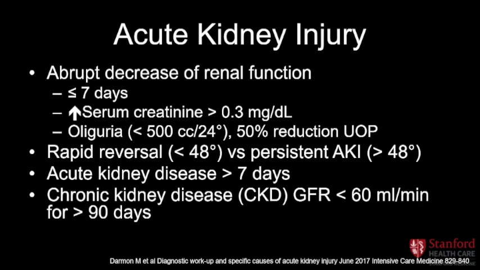an abrupt decrease in kidney function within 7 days, where the creatinine increases by 0.3 milligrams per deciliter, or where you are oliguric with urine output less than 500 cc's over a 24-hour period. If it gets better within 48 hours, that is considered to be rapid reversal acute kidney injury, but if it goes on over 48 hours, that is persistent acute kidney injury. And then if it goes on for over 7 days, that is now acute kidney disease. If you have a GFR that is low, less than 60, and that's been going on for over 90 days, then you are in the chronic kidney disease realm.